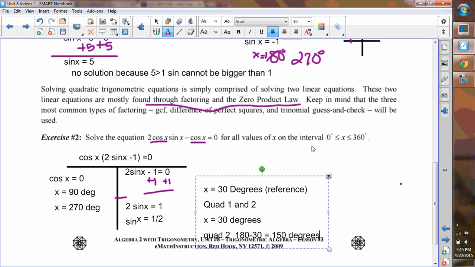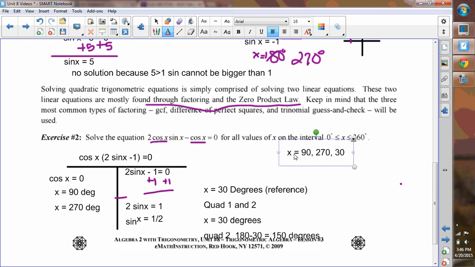So this question has 4 answers. We have x equals 90, we have x equals 270, we have x equals 30, and we have x equals 150 degrees.